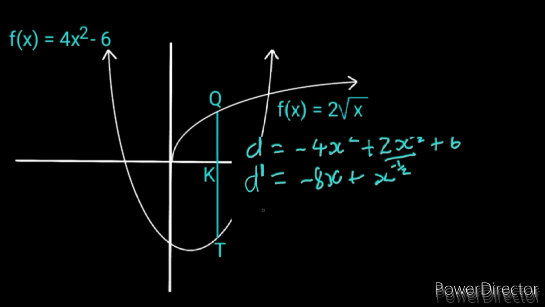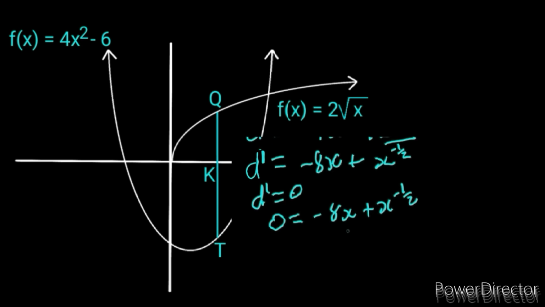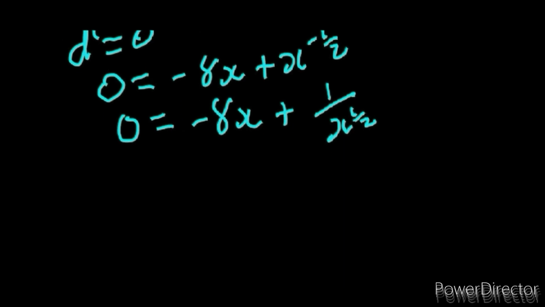We always have to say that the first derivative is equal to 0. The first derivative at the turning point is always equal to 0. So we're going to say 0 is equal to negative 8x plus x to the power of negative half. From here, notice that this can be changed into a fraction for the exponent to be positive. So now we're going to have plus 1 over x to the power of half. So that's what we have.